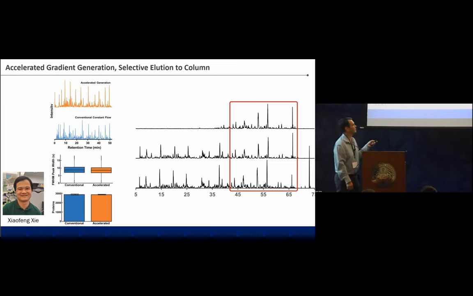I guess that you do not sit in cleanup before injection. So is there any problem without cleanup to inject very low ID column? Can you routinely use your column for like 1 month, 2 months like that?